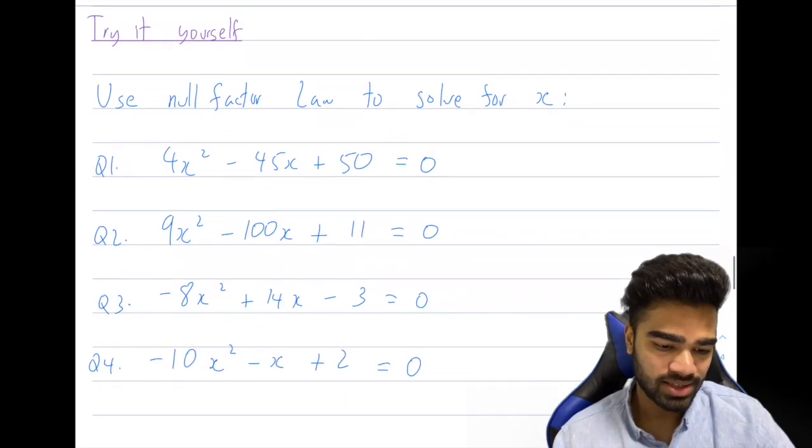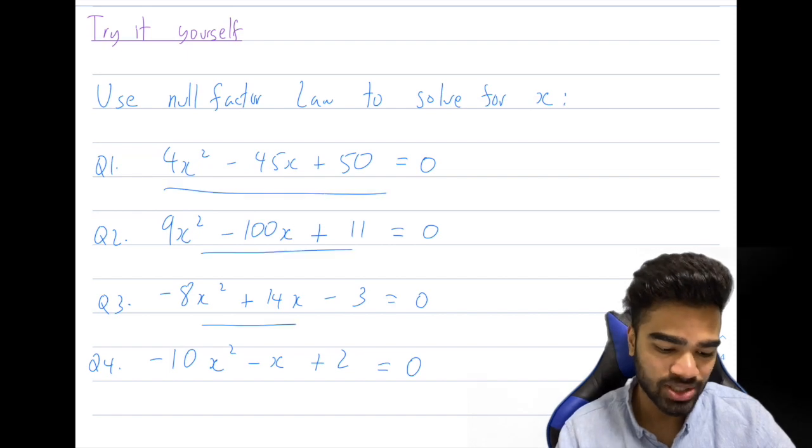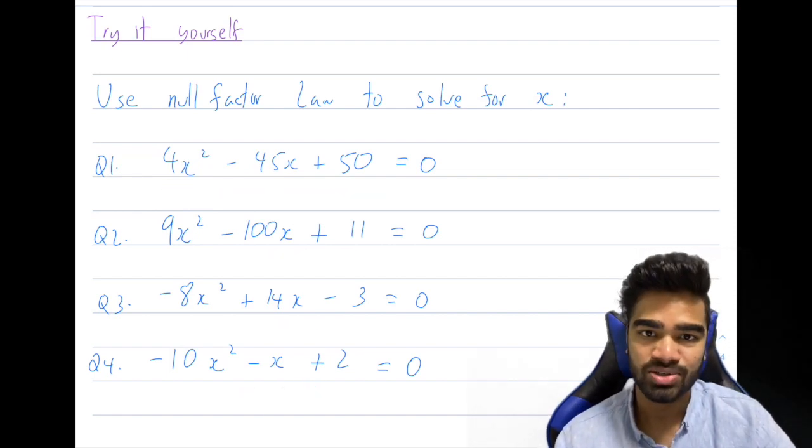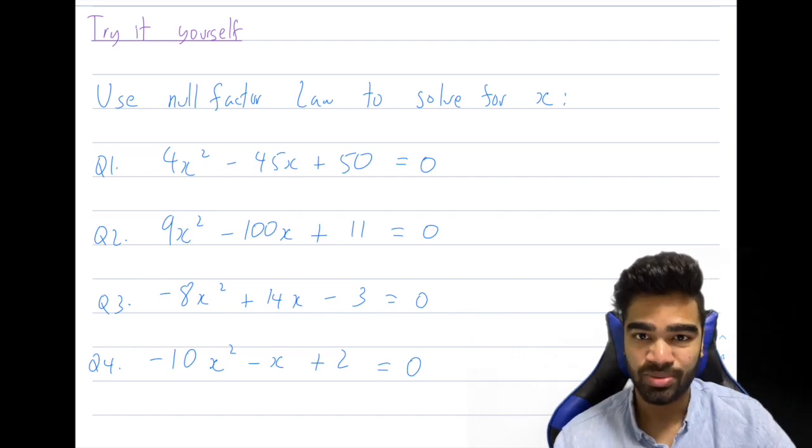Okay, almost done, guys. Last question is this. Use the null factor law to solve for x. You'll notice these are the exact same questions I gave you, but this time I'm making them equal to 0 and asking you to solve for x. So pause the video and have a go. All right, so how do you do this? Well, we need to factorize first.